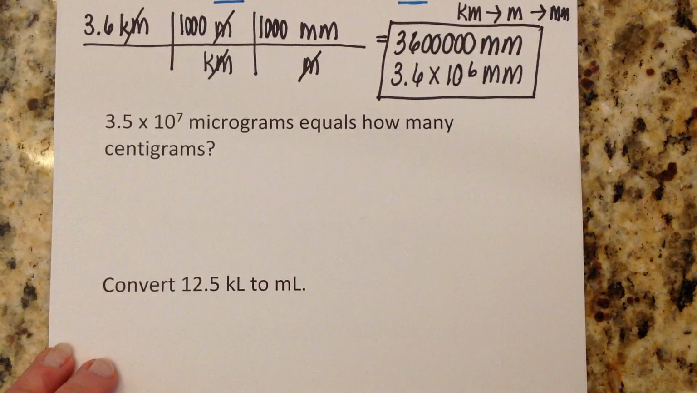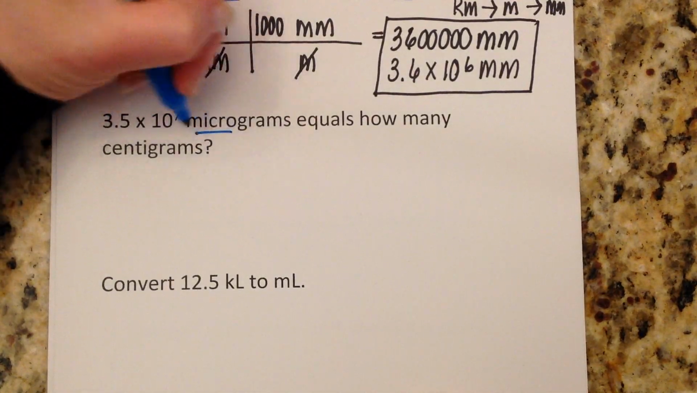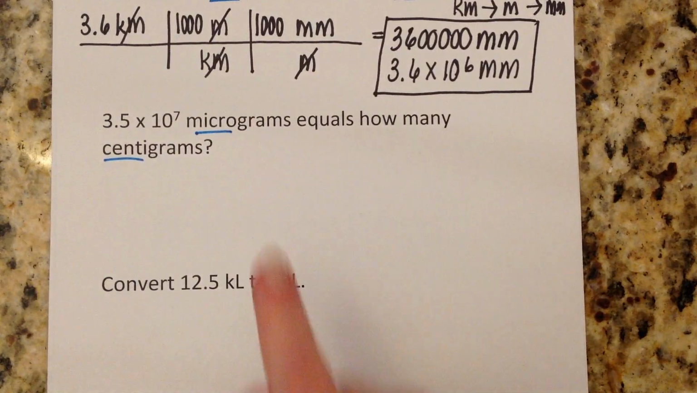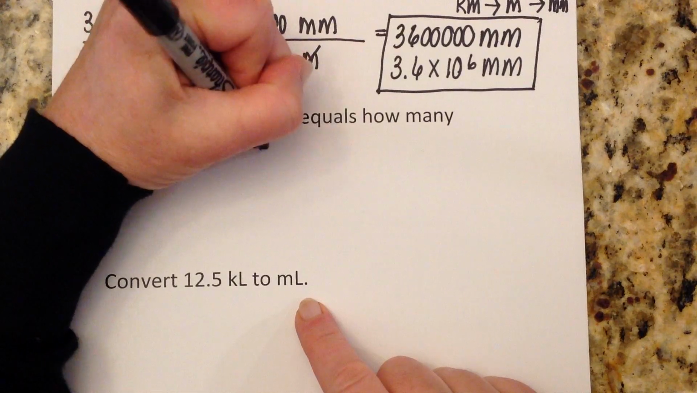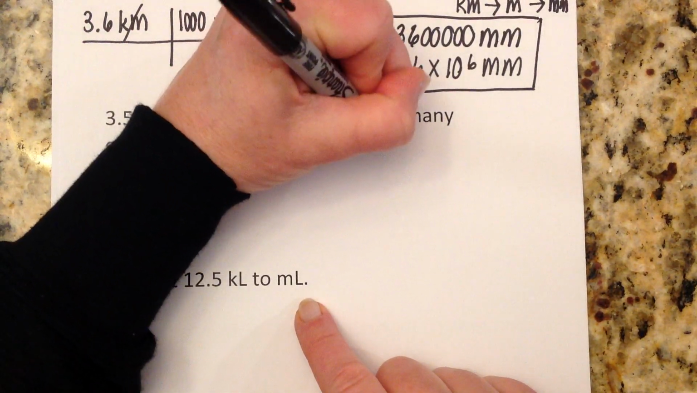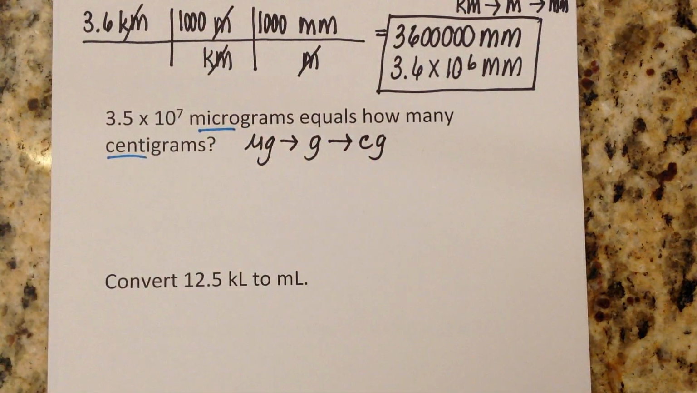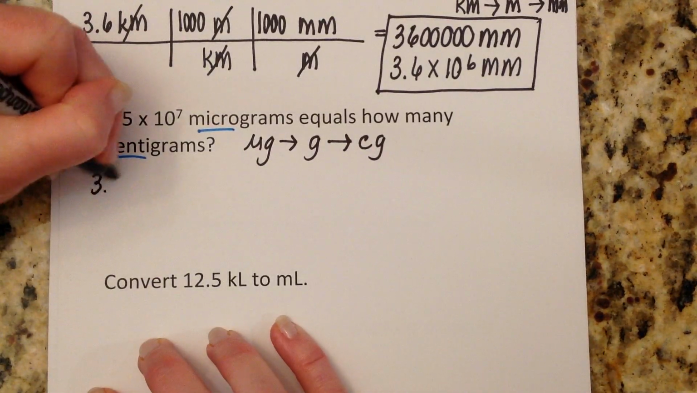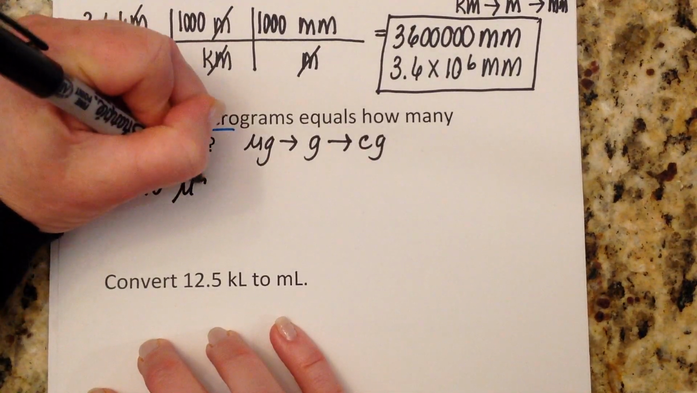I have 3.5 times 10 to the 7th micrograms. How many centigrams is that? I notice right off the bat, I've got 2 prefixes. So my plan is to go from micrograms home to grams and then on to centigrams. Remember, when you take the prefix off, that tells you where home is. So I'm going to write down the given first. 3.5 times 10 to the 7th micrograms.